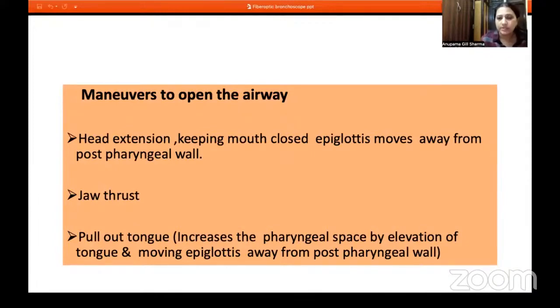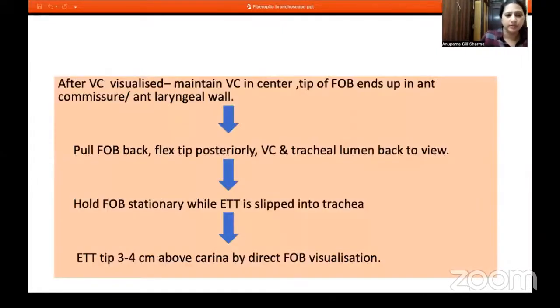So jaw thrust is very important, especially if one is attempting through an oral route. That will open up the oral airway. Pull out the tongue. The tongue can be pulled out with the help of a gauze or a Magill's forceps. It increases the pharyngeal space by elevation of the tongue and moving the epiglottis away from the posterior pharyngeal wall.